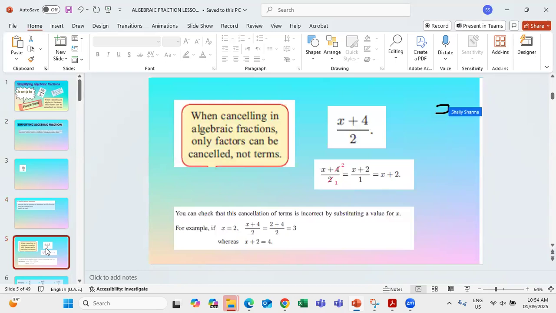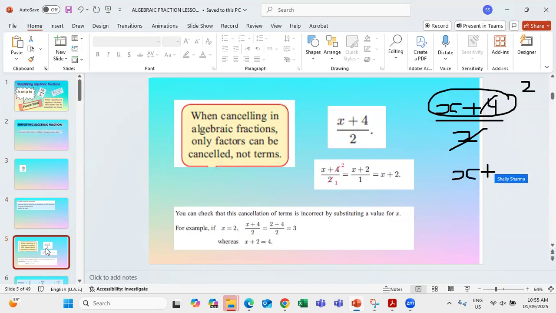For example, you have x plus 4 divided by 2. Can you write it in factored form? Because it is a plus, you cannot do anything. And sometimes students cancel this 2 with this 4 and say the result is x plus 2. But this is not the right way. This is a very important point which is mentioned here.